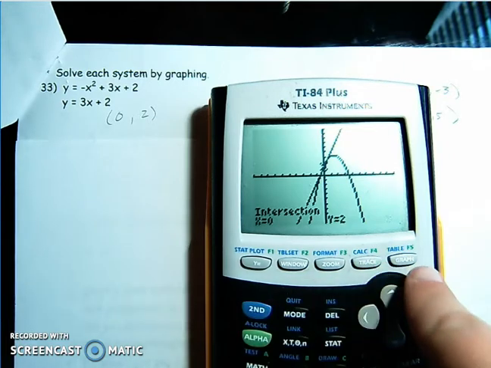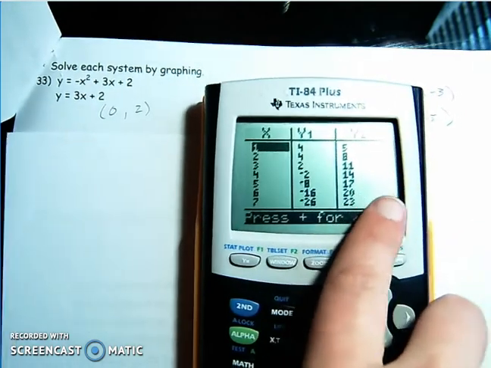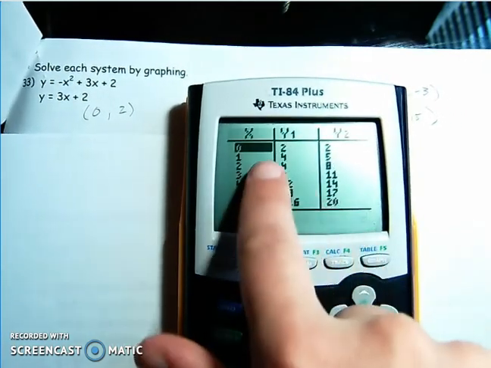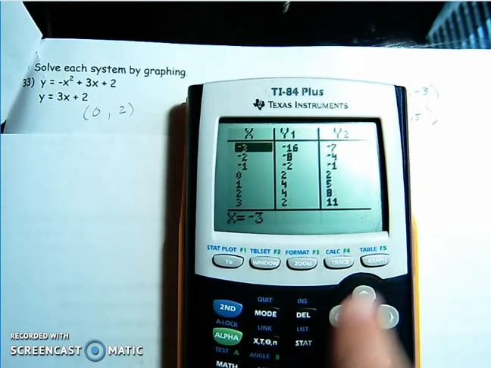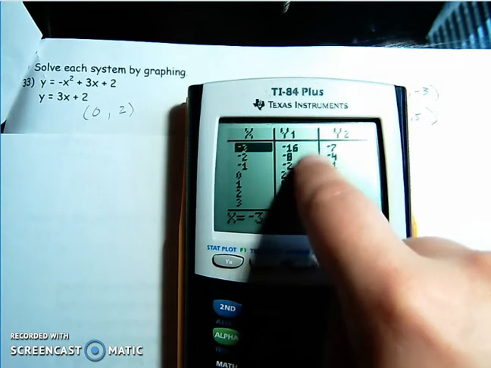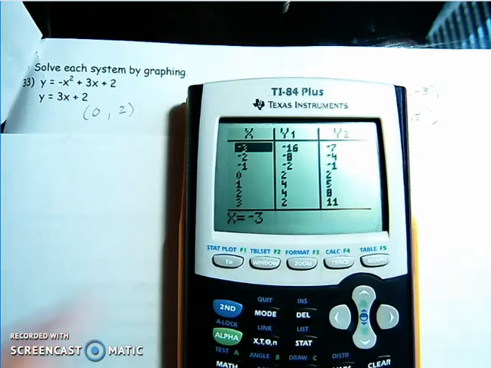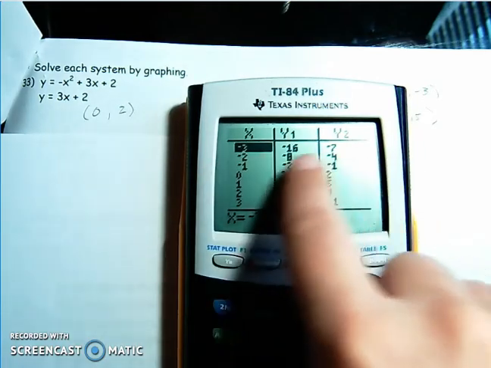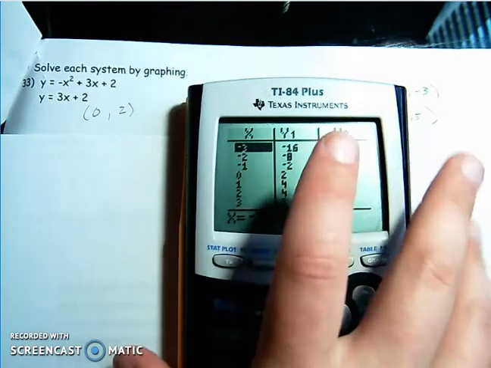If I go to my table, the intersection is where the y values are the same. So if you look right here at 0, they both have 2's. Everywhere else, the numbers are different. Remember, the rate of change of a quadratic is a lot faster than the rate of change of a linear equation. Here it's just going up by 3. Here it's going up by a kind of exponential amount. So there's only one solution of 0, 2.